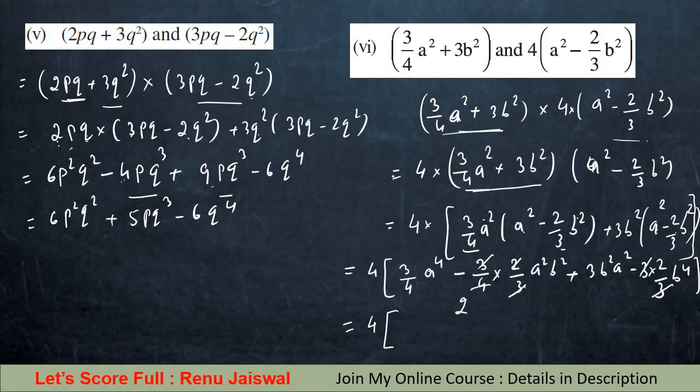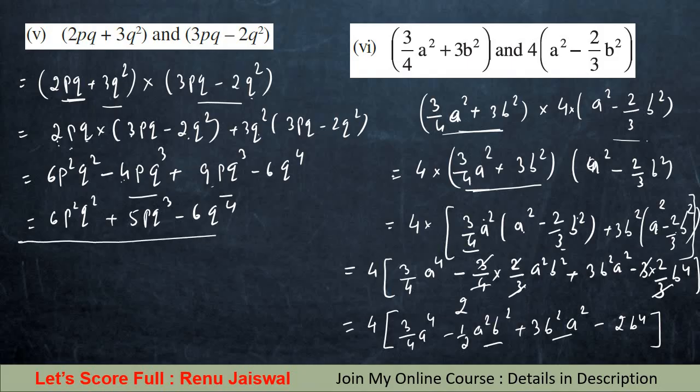4, 3 by 4 a4, and here can you see everything got cancelled except these 2. So 1 by 2 a square b square, and here 3b square a square, and at the last you get only 2b4. Now can you see this is a like term, only the sequence is different, but see the variable a square b square, here also b square a square, and in multiplication we can change the sequence. So let's do it here.